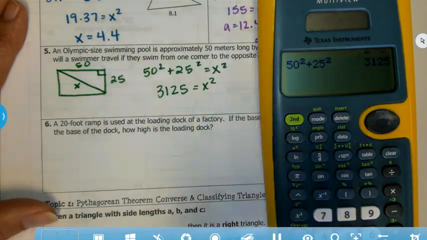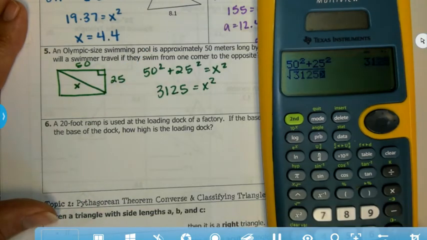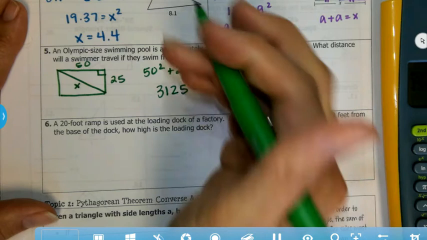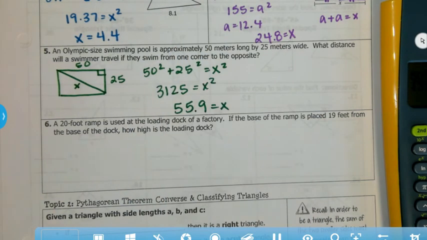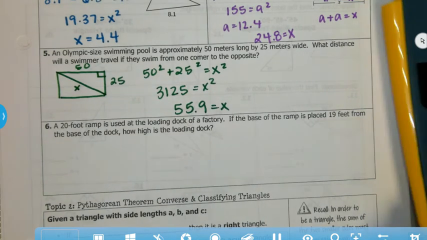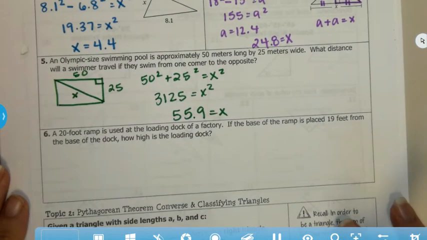And that equals x squared. So we take the square root of that, and we get 55.9 for x. All right, so that swimmer would swim 55.9 meters across. Take a look at number 6.